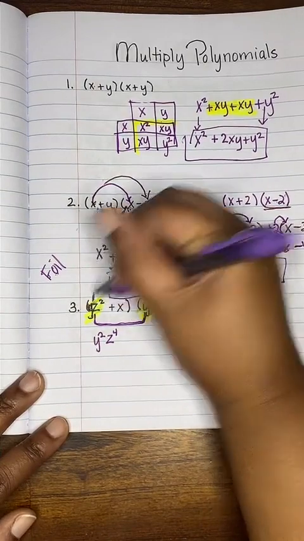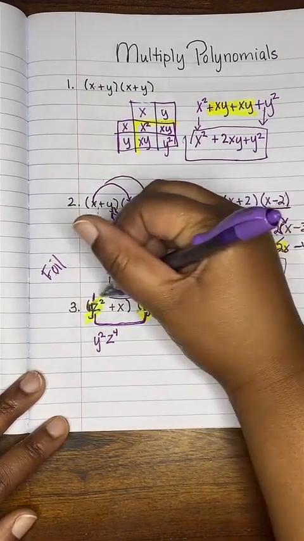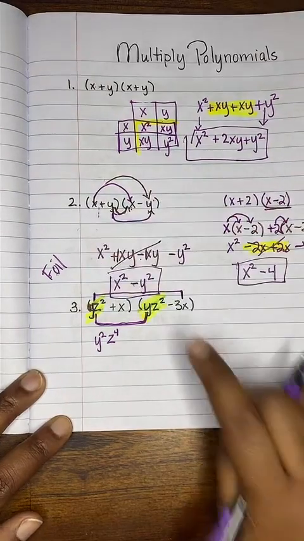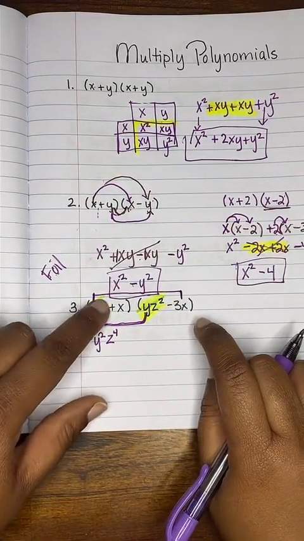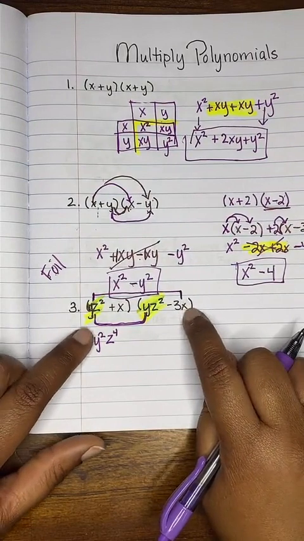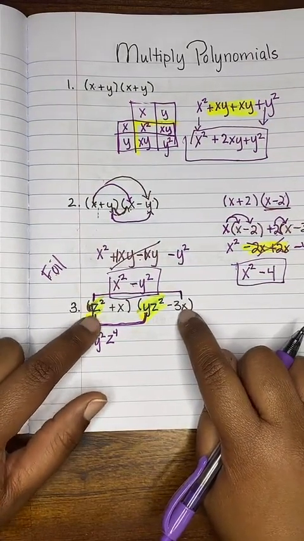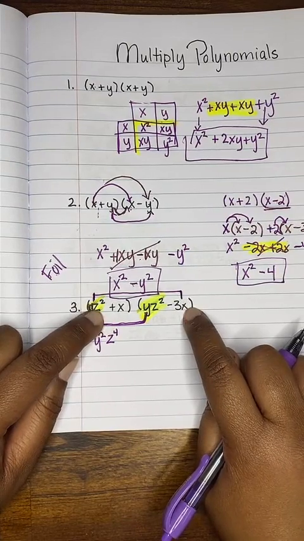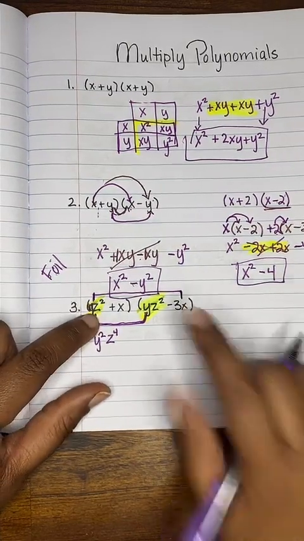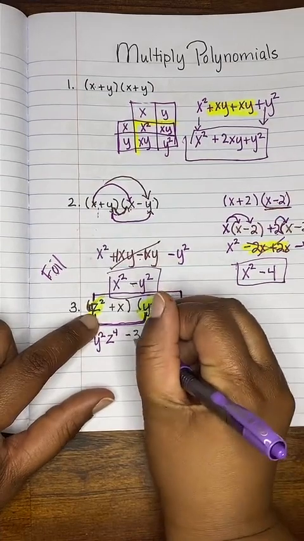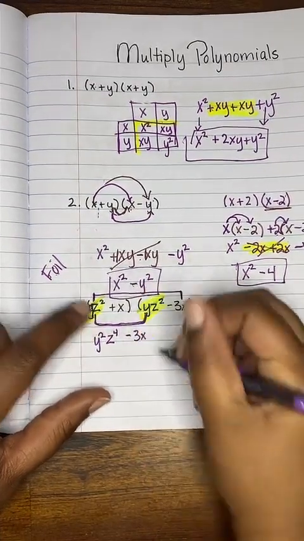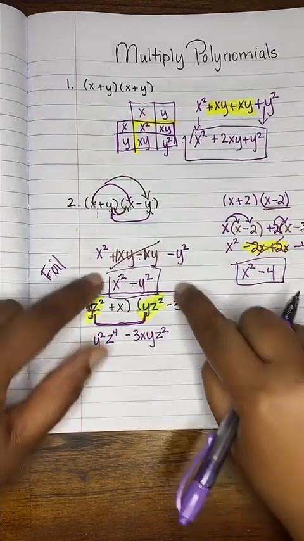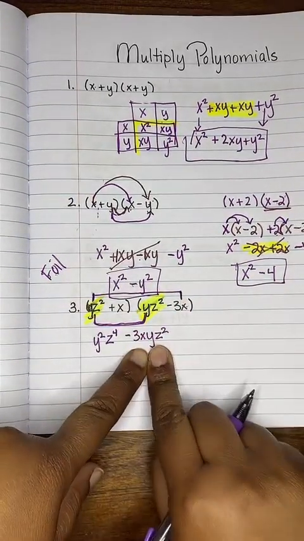So I'm going to go here and here, okay? And I'm going to multiply these two together, okay? So I'm going to do yz squared times a negative 3x. You guys have to notice yz squared and 3x have absolutely nothing in common. So we're just going to put them all together. So we're going to do minus 3x yz squared. You literally just put it all together in one, okay?